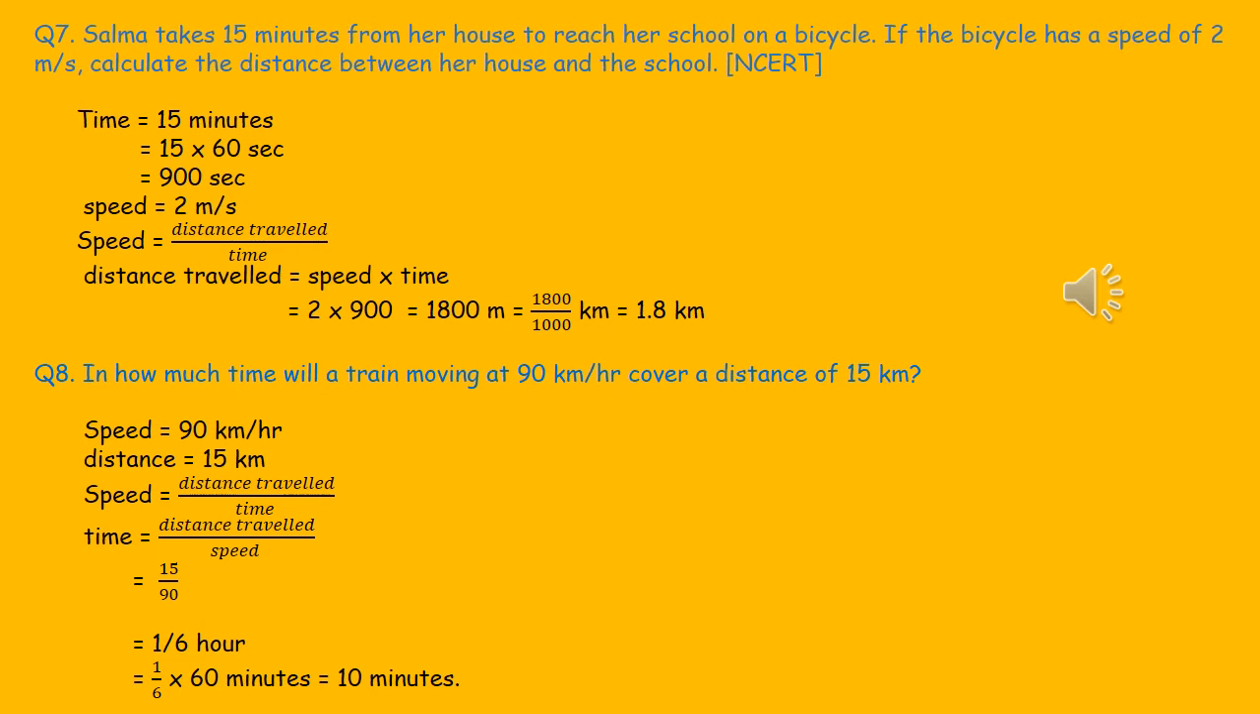Next sum. In how much time will a train moving at 90 km per hour cover a distance of 15 km? So speed is equal to 90 km per hour and distance is equal to 15 km. Speed is equal to distance by time, so time is equal to distance by speed. That is equal to 15 by 90, that is 1/6 hour. That is 1/6 into 60 minutes, that is 10 minutes. That is the answer.